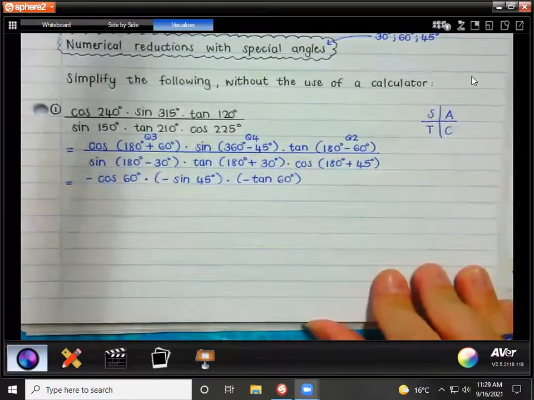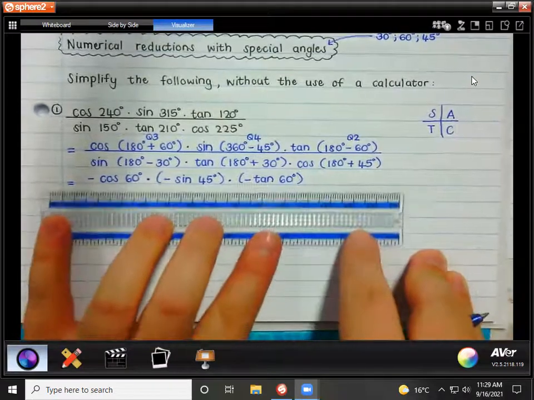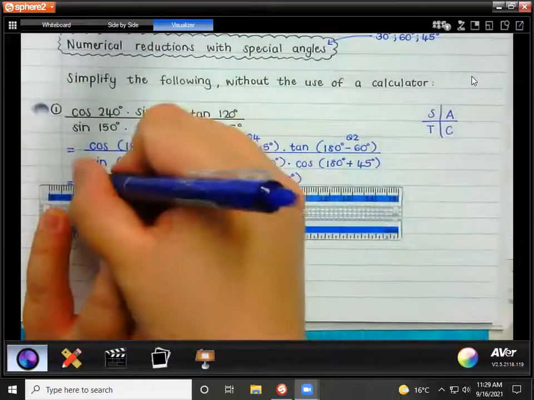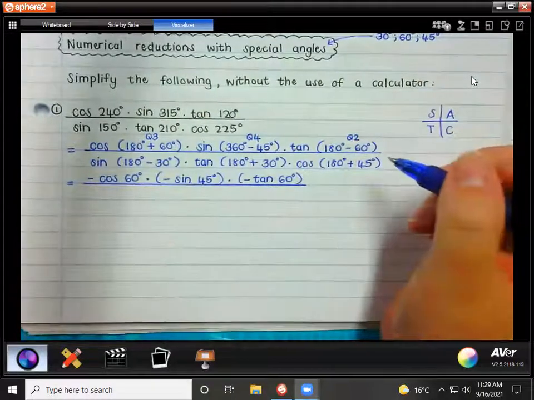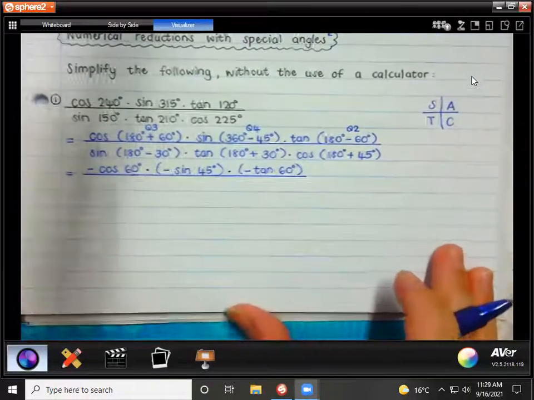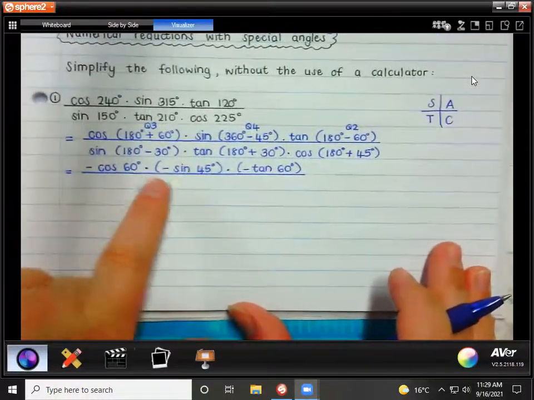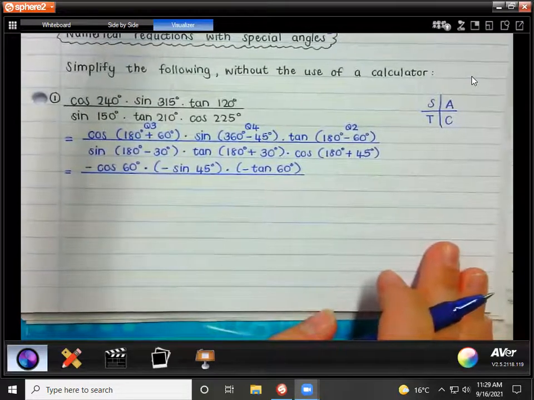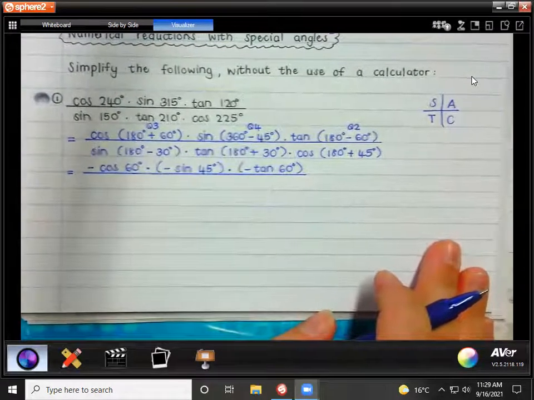I'm just doing it so that I don't miss that minus. You don't have to put brackets around it, but you might get confused with the signs if you're working fast.